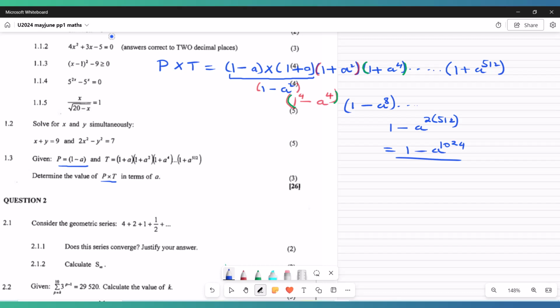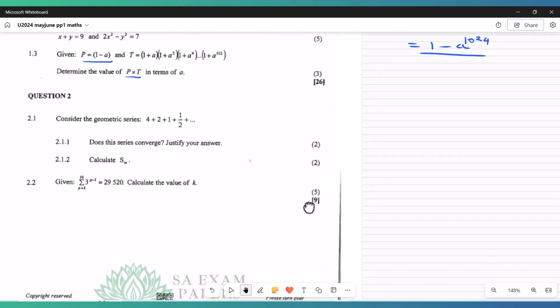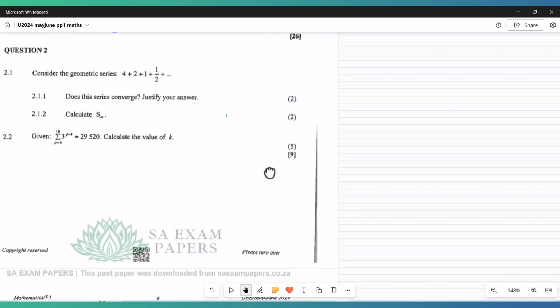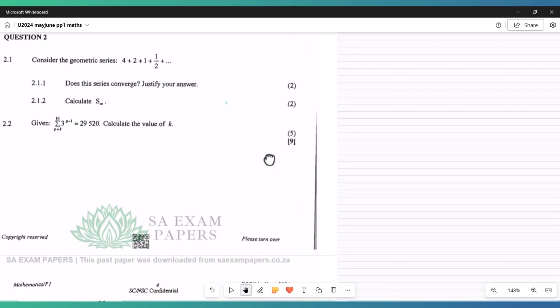Next question, that is question 2. Question 2 here. They say consider the geometric series which is 4 plus 2 plus 1 plus a half, and so on. Does this series converge? Justify your answer. Now understand that for the series to converge, we must have the common ratio lie between -1 and less than 1.